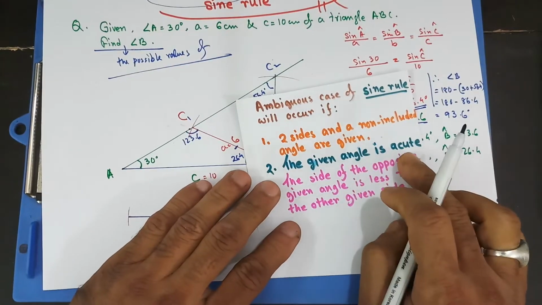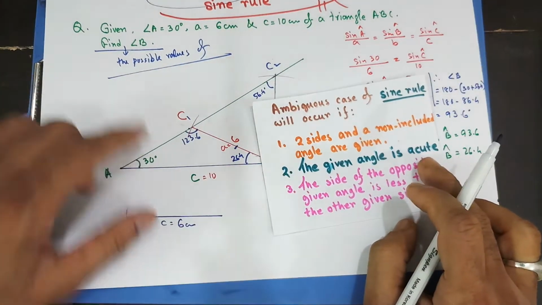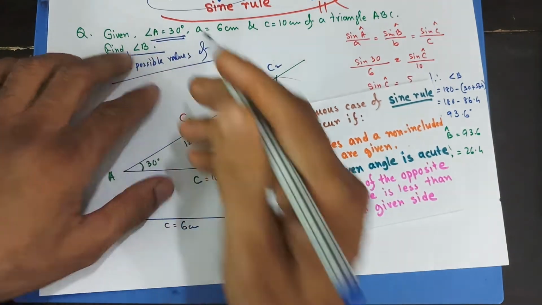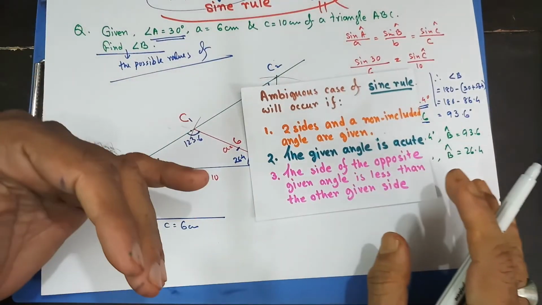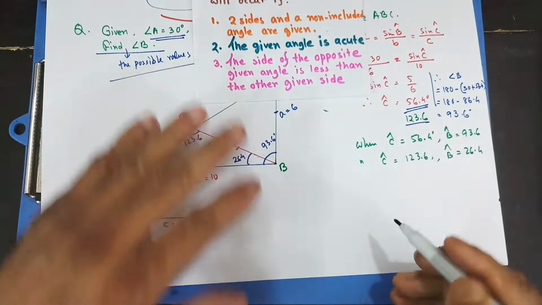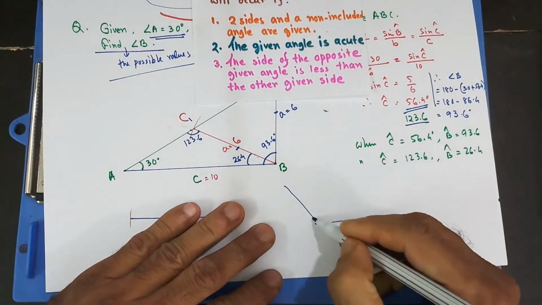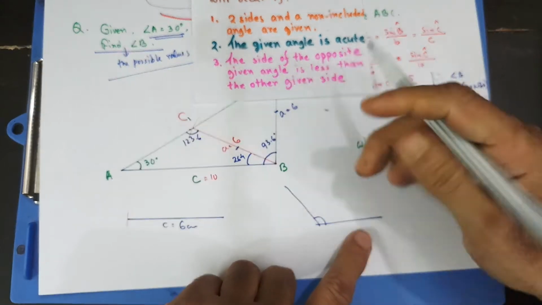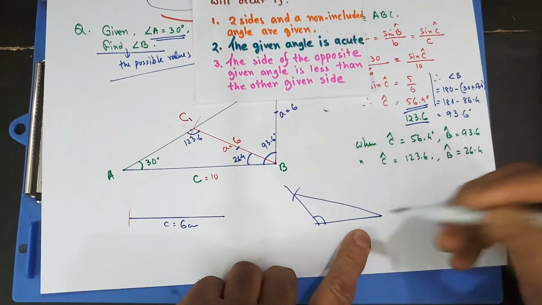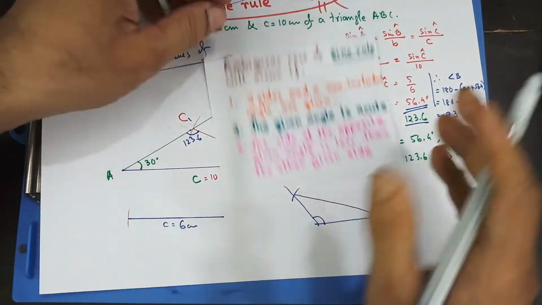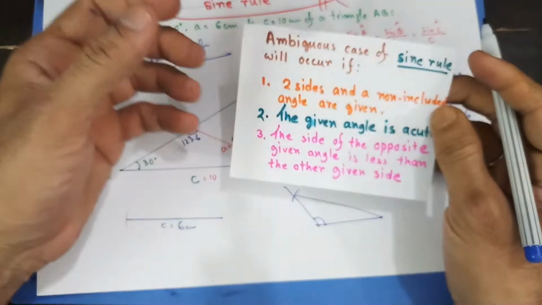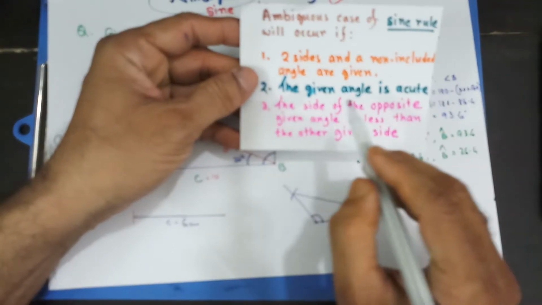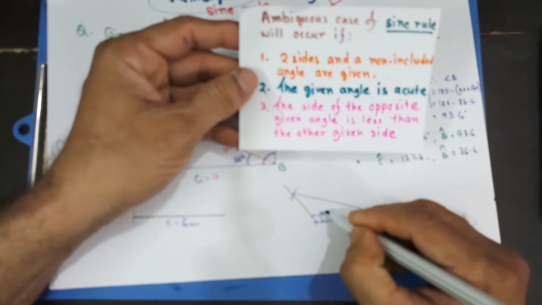The given angle is acute. This given angle cannot be more than 90 degrees, it has to be less than 90 degrees. Why? Because if you have 100 degrees given, then I can just take a radius and draw it like that. That's only one way to do it. I think you can understand that when you do some practice from the book. Okay, the given angle is acute.